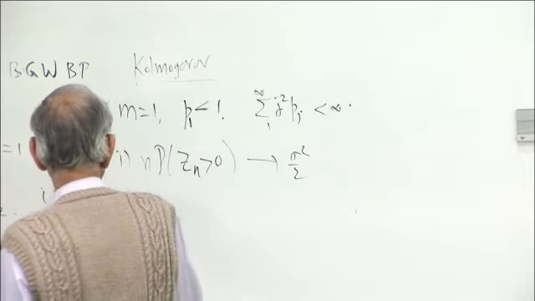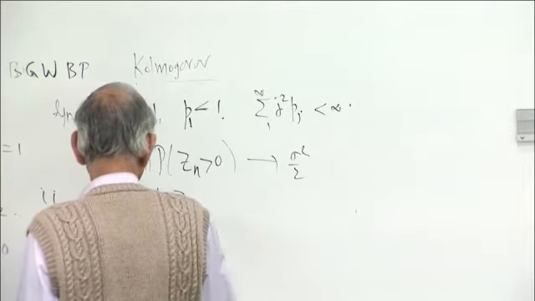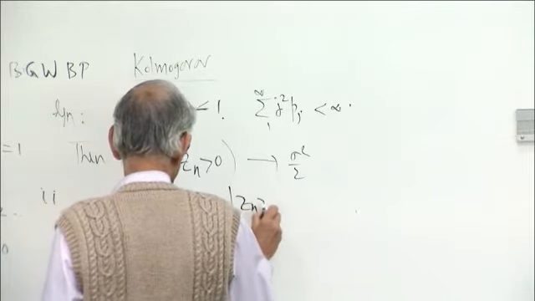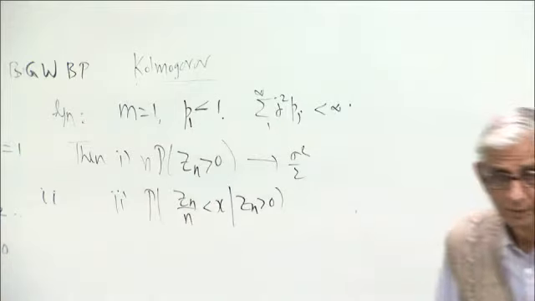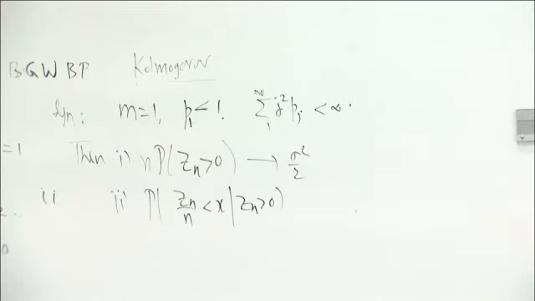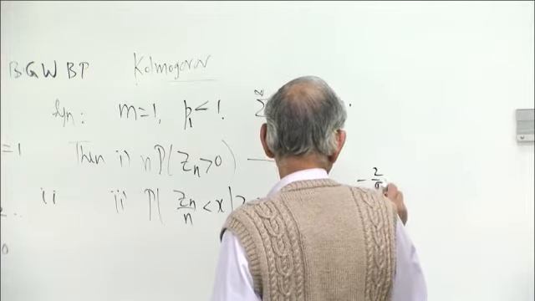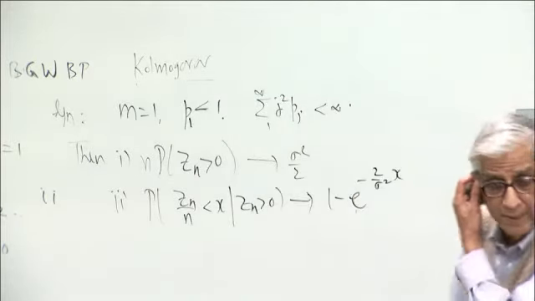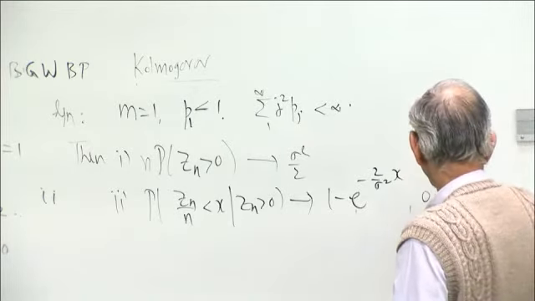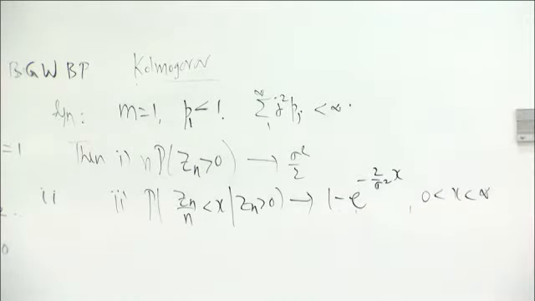Number 2, the probability that Zn over n is less than x conditioned on non-extinction. If the process is not extinct, how big is the population? Roughly speaking, of order n, which is distinctly different from the supercritical case where the population explodes at a geometric rate. It turns out that this converges to 1 minus e to the minus 2 over sigma squared x, for any x positive. So he proved this result. The second one is Yaglom's limit law.